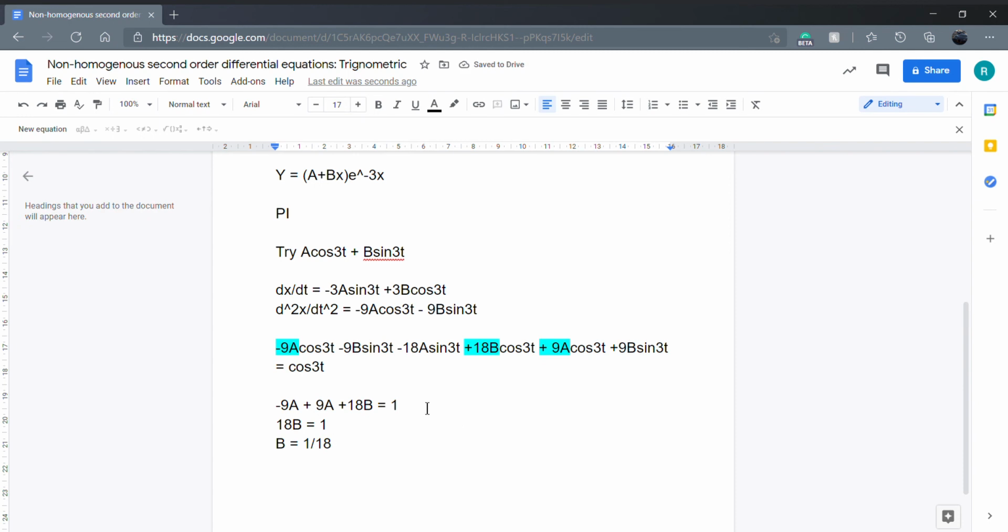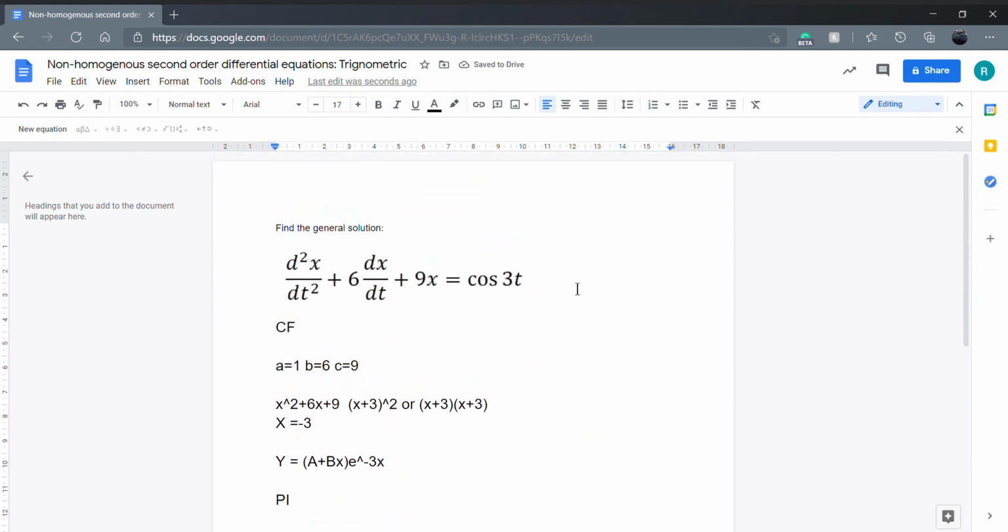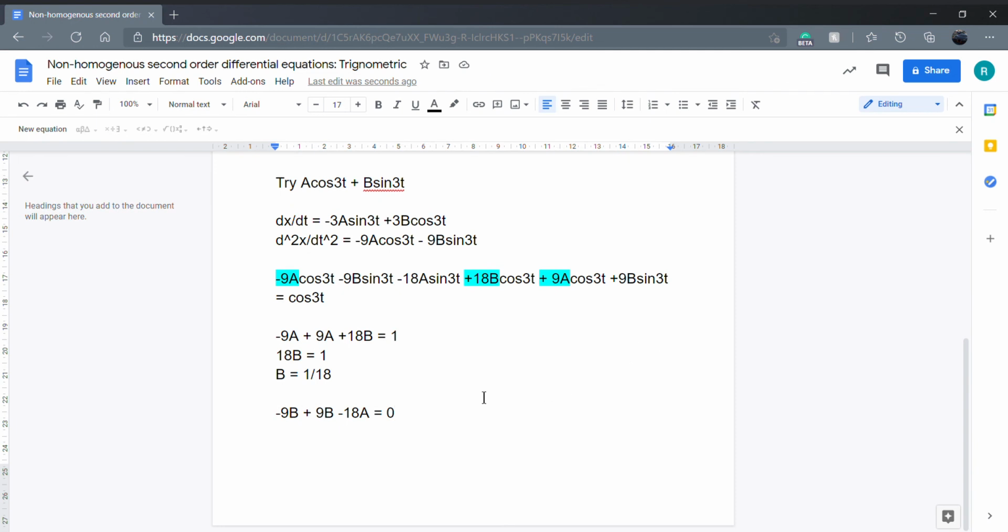And then we group up together the coefficients of sine. So we have negative 9b plus 9b, take away 18a, equaling 0 because there are 0 coefficients of sine. Where we have 18a equals 0, a equals 0.